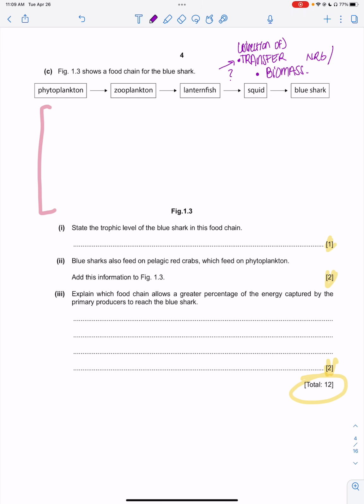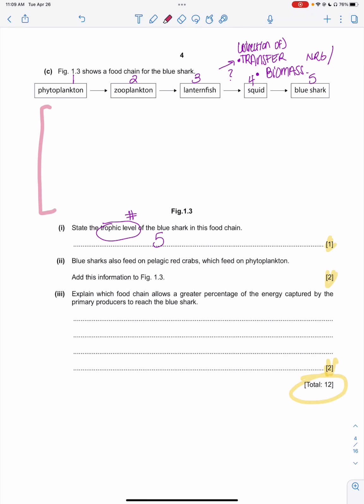Okay, state the trophic level. Remember, levels are numbers. So we're not going to say consumer, you're going to give a number. Phytoplankton is always trophic level 1. They are producers. Then the first eaters, 2, primary consumers. This lanternfish is 3, secondary consumers. Squid is 4th, your tertiary consumer. And then blue shark is the quaternary consumer. That's the 5th trophic level. And in this situation, it's the apex predator. Trophic level for the blue shark is 5.